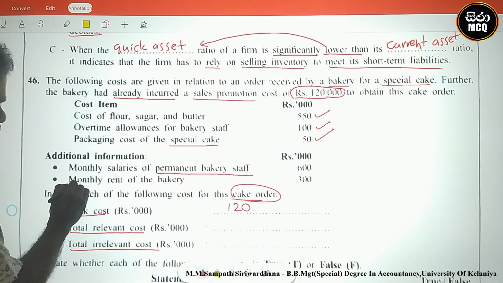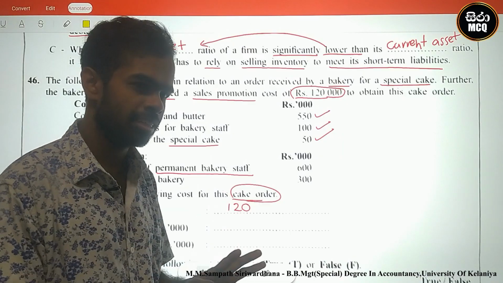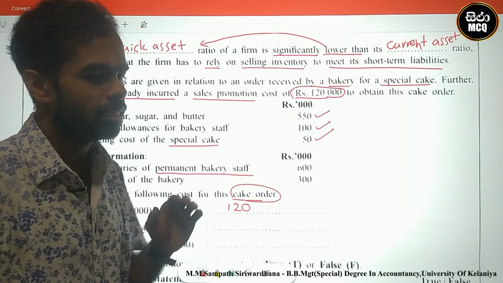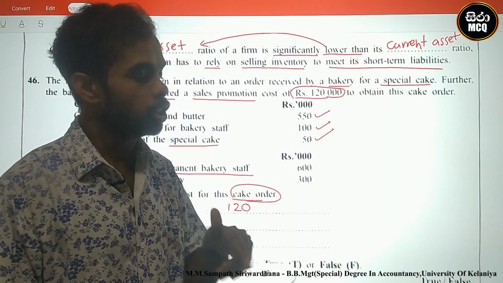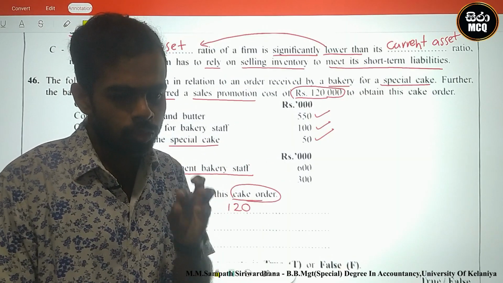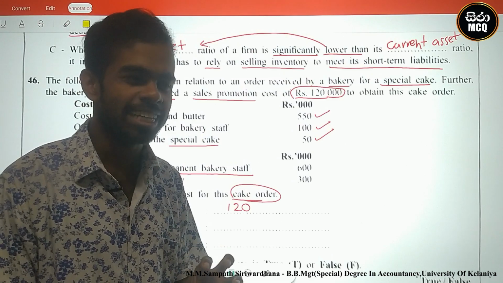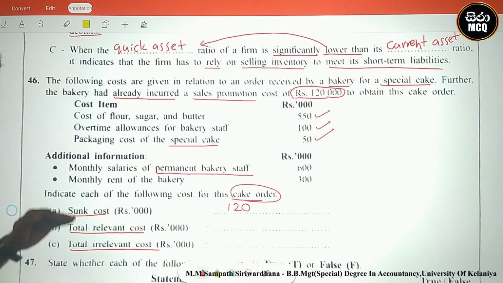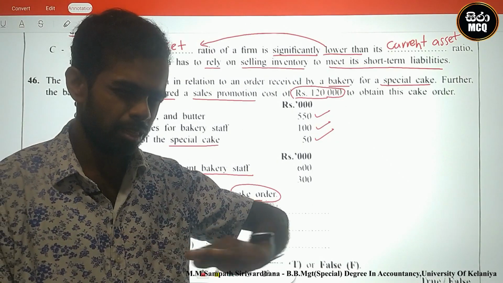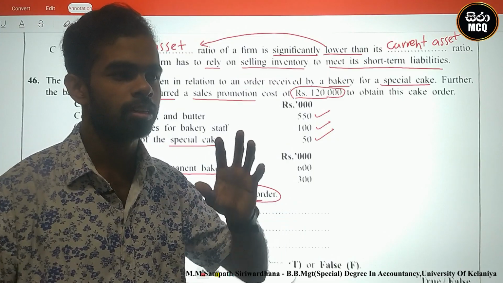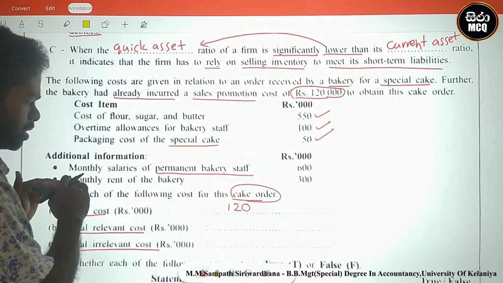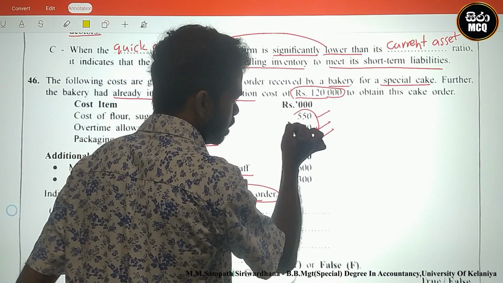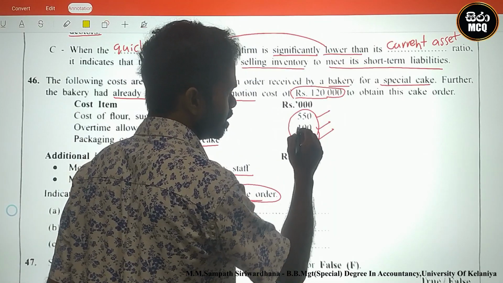Okay. Therefore, monthly rent of the bakery is the same as this point. The monthly rent of the bakery is not a relevant cost for the special cake. Why? Based on the new cake, only newly incurred cost is relevant. We must identify that this is not newly incurred. This is a monthly rent already, a normal process of the business that we must incur. There is no newly incurred cost.